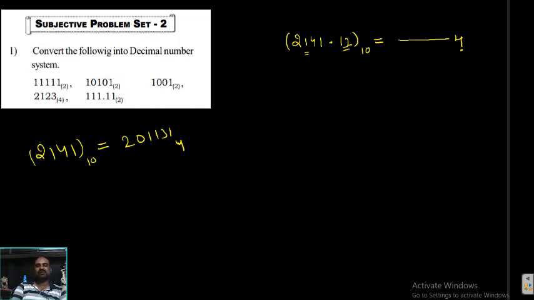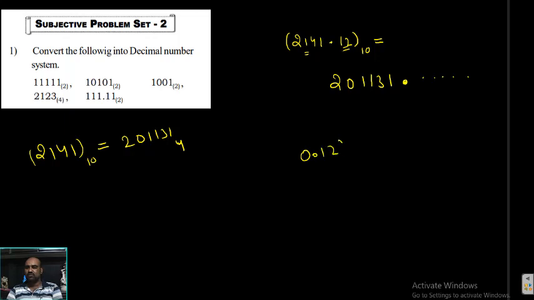But how to find the decimal part? Interesting thing. So what can I write as the answer? Students, listen. 201131 point something. How to find the decimal part of this? 0.12 should be multiplied by 4. What happened? 0.48 you will get now. In this 0.48, the integral part, that is 0, should be written here. The remaining decimal part is 0.8. Again that should be multiplied by 4 to get another decimal digit.